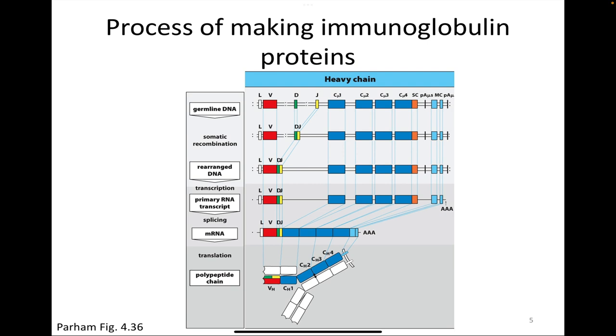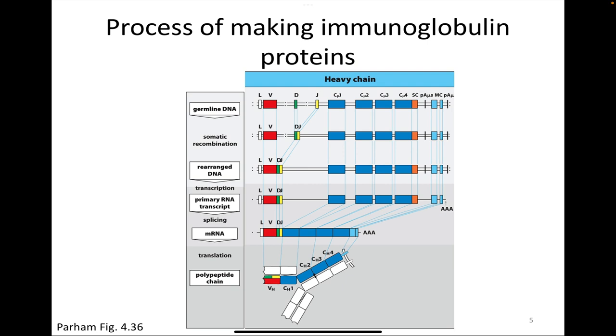Same thing if I were to choose the VL3, JL2, all of the DNA on the outsides would remain. And so you can see that in both cases here. You can also see it here, although it's not drawn as well because they don't show us a bunch of options for Vs and a bunch of options for Ds and a bunch of options for Js.